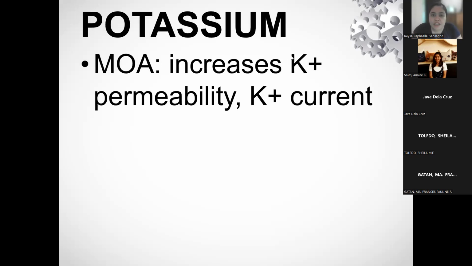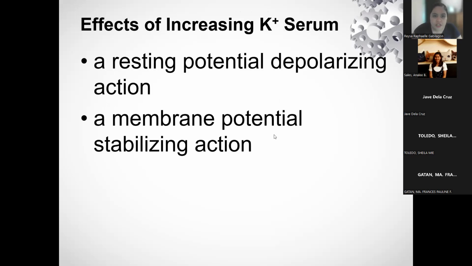Aside from the magnesium class, potassium is also used as a drug for arrhythmia. When you have a lot of potassium supply in the body, the permeability of potassium in the cell membrane increases, and it can enter the cells, especially in the heart. The potassium current increases. What happens when you have potassium? You will have a resting potential, depolarizing action, and our cell membrane will be stabilized.